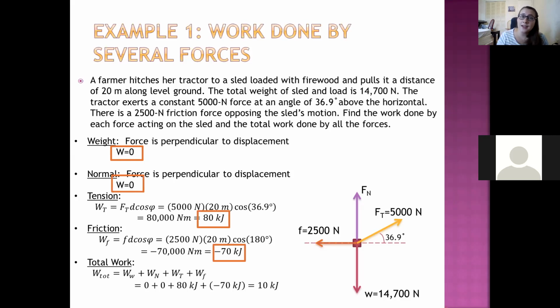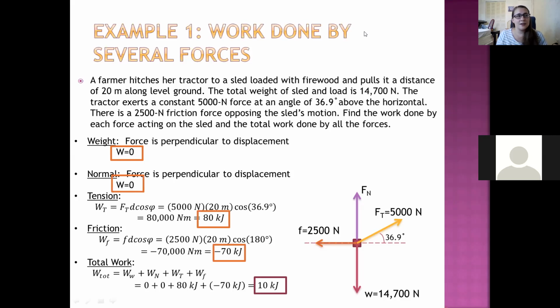Remember, we can add together X and Y components here because the direction does not matter for work. Force, it does matter, right? Direction matters for force because force is a vector. But work is not a vector, it's a scalar, so we can treat all of our directions exactly the same. Okay, so 10 kilojoules is our total work done by all of these forces.